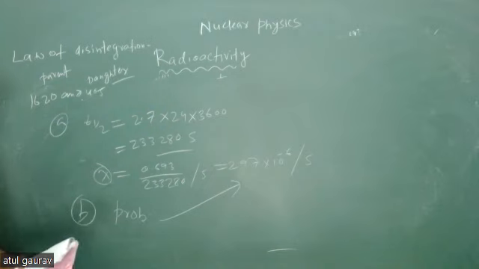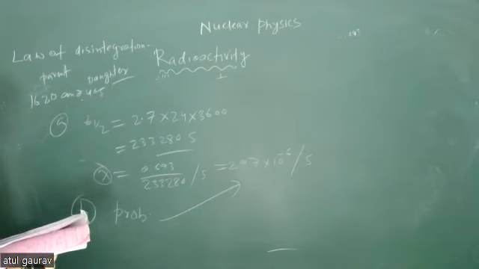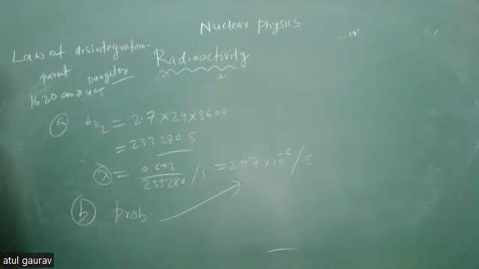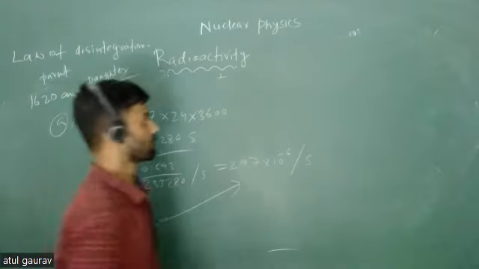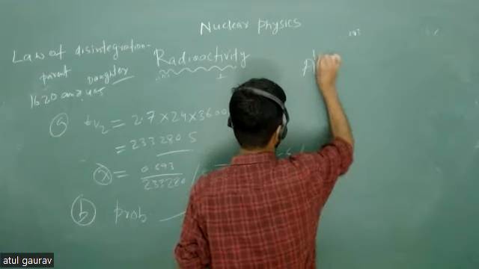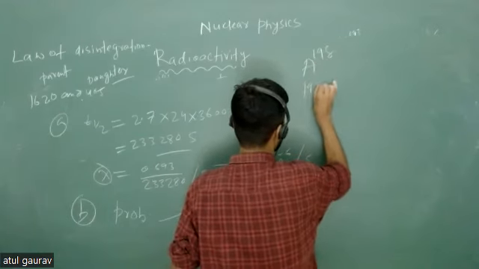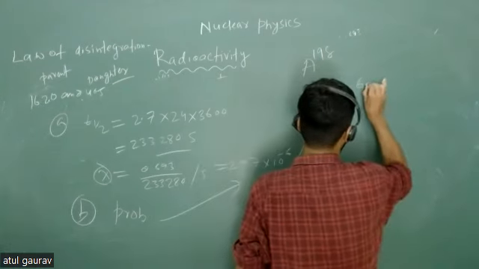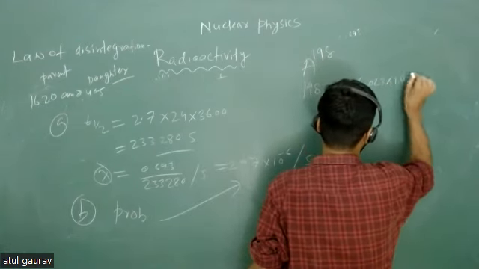Sir, 2.97 into 10 to the minus 6 microgram per second. No, you always, when you are calculating, not in gram, you have to calculate number of decay per second, because activity itself is saying that number of decay per second. So you have to calculate number. Now see, gold 198, right? So it means 198 gram contain how many nuclei? 6.023 into 10 to the power 23.